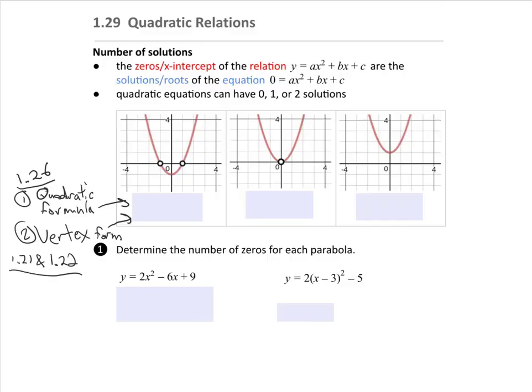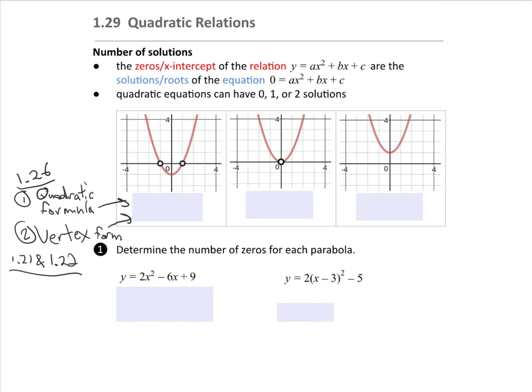This is 1.29 Quadratic Relations. I did move some stuff around just so it's already revealed. The number of solutions. So this lesson is actually going to tie in a lot of what we've already learned. I wrote some notes down on the side just so that you could see where the stuff is coming from. And once I reveal it, it'll be a bit more evident.